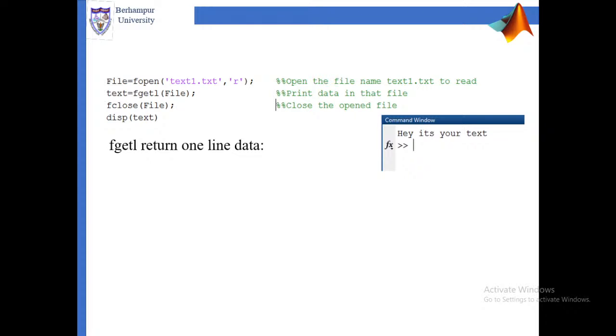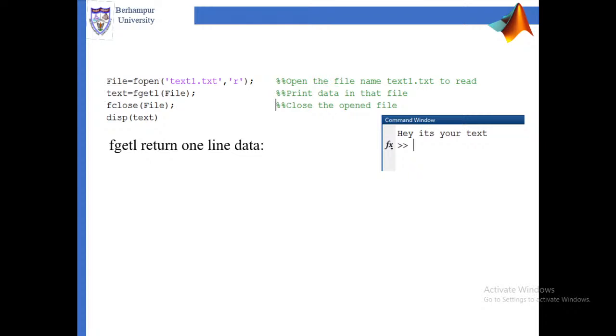File = fopen('text1.txt', 'r'). So this will open the file named text1.txt for reading. Then text is equal to fgetl. fgetl is a function which reads a line in the file. So text = fgetl(file) will read data from the file, then close it, then display text. If you write disp text, in the command window you will see here is your text.